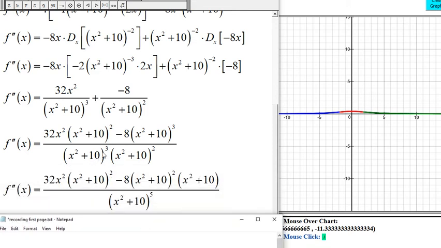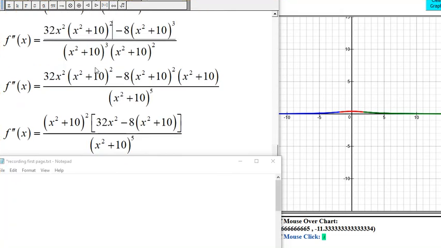This is (x squared plus 10) to the third times (x squared plus 10) to the second, so add the two exponents and we get (x squared plus 10) to the fifth. And then this part right here, this is 8 times (x squared plus 10) to the third. Let's rewrite it as 8 (x squared plus 10) to the second times (x squared plus 10) to the first. The reason we're doing this is so that we can factor out (x squared plus 10) to the second, since we have an (x squared plus 10) to the second right here.